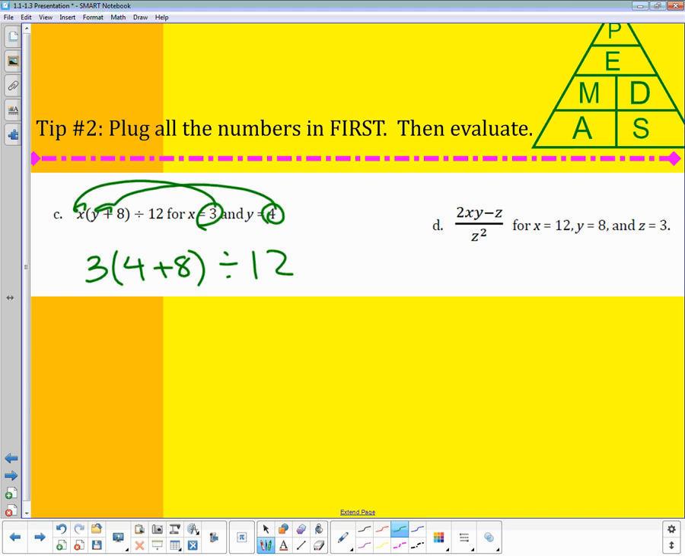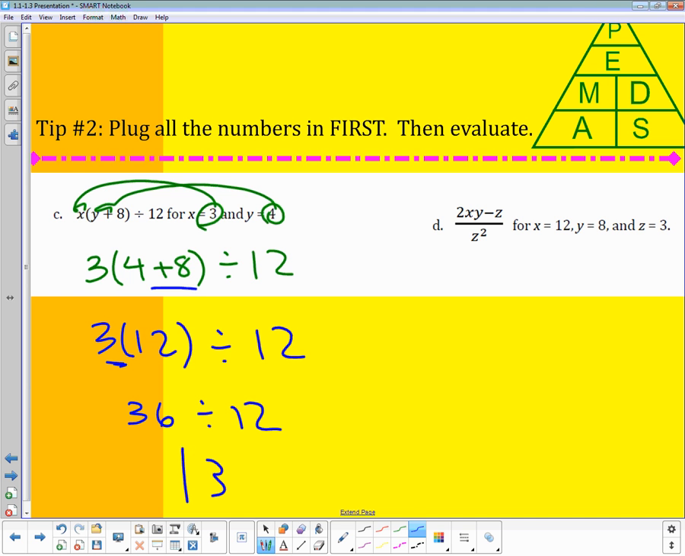Then I go through my order of operations. Parentheses are first, so do those. 3 times 12 divided by 12. Exponents, I don't have any. Multiplication and division, I do, and I have to go from left to right. So I'm going to multiply first. That's 36 divided by 12. Then divide, I end up with 3.